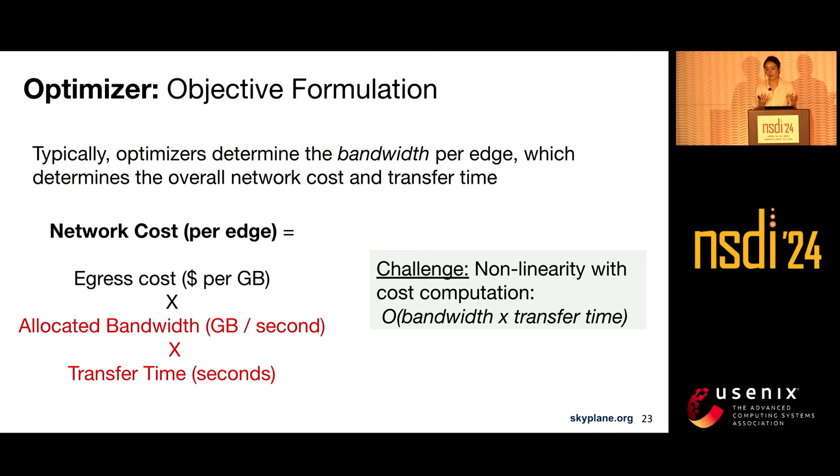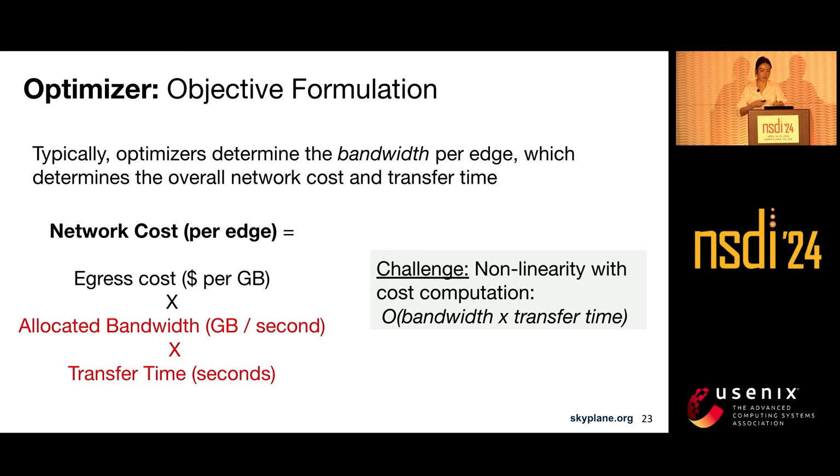What's sort of unique about this problem, because I'm sure you've all seen MILPs in this context many times before, is that typically optimizers will determine the bandwidth per edge in terms of what to actually optimize. But in this case, we have this cost variable, which is a function of the total volume of data that's sent. And the total volume of data sent over an edge is the allocated bandwidth times the total transfer time. So this is basically a multiplication, which ruins the linearity of the MILP.